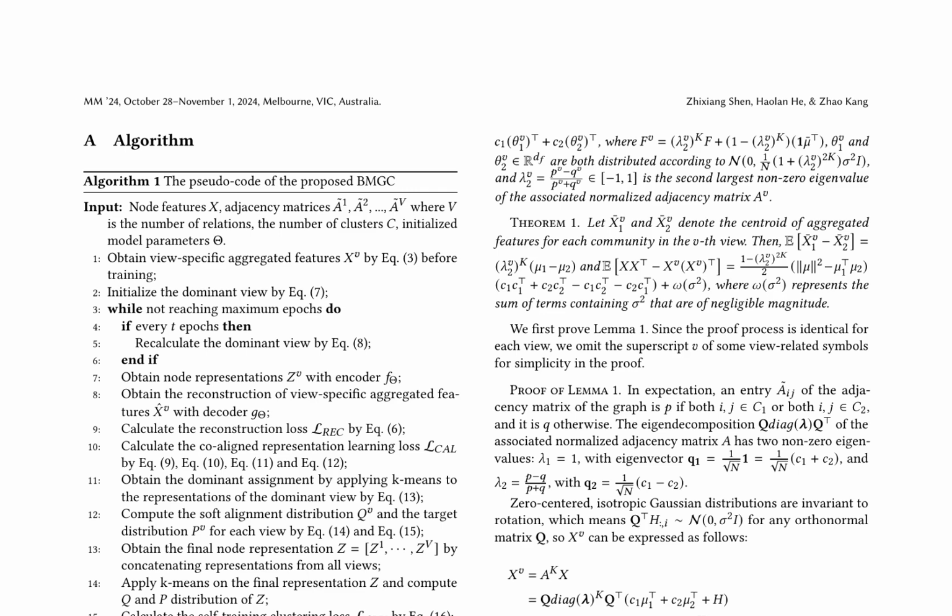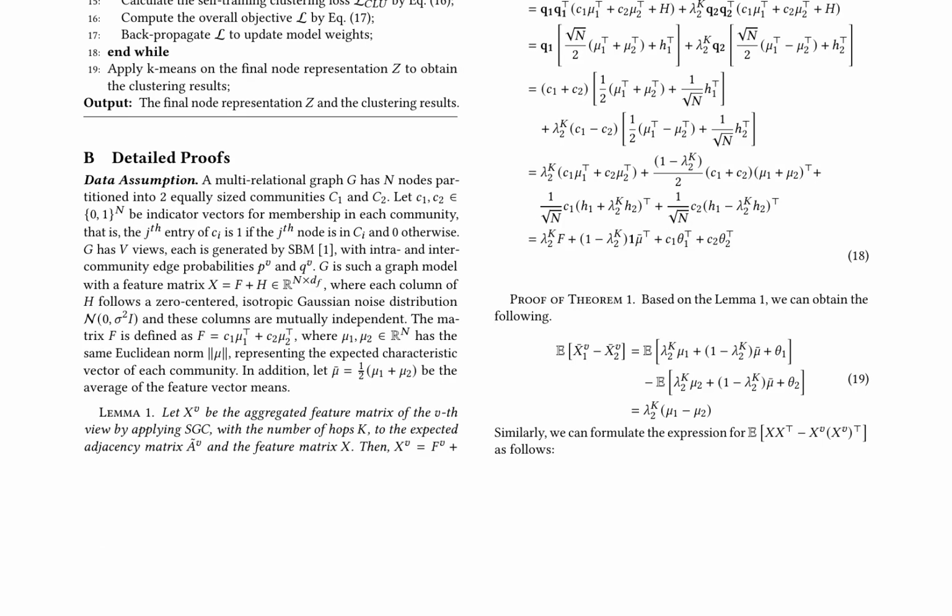The algorithm pseudocode illustrates the steps involved in the BMGC model, including feature aggregation, dominant view identification, and loss calculation. The theoretical analysis section provides insights into the behavior of the BMGC model under certain data assumptions. Specifically, the authors prove that the expected difference between the aggregated features of two clusters is proportional to the difference between their mean feature vectors, which indicates the model's ability to differentiate between clusters. Additionally, they show that the variance of the aggregated features decreases with an increase in the number of hops, suggesting that the model can effectively capture long-range dependencies in the graph.